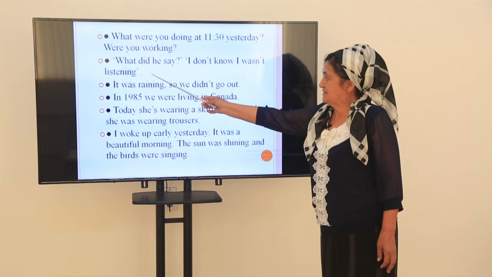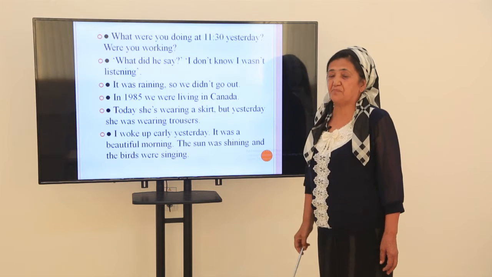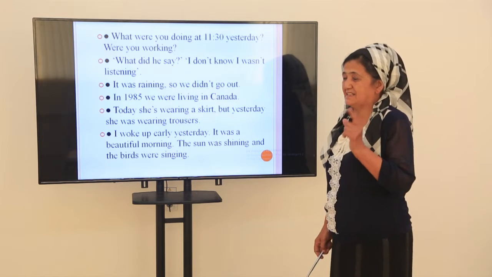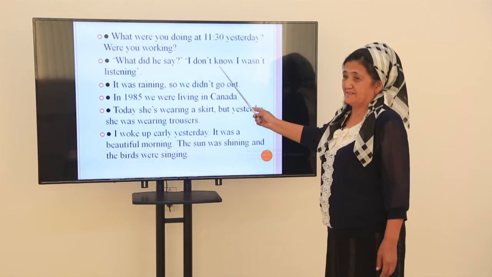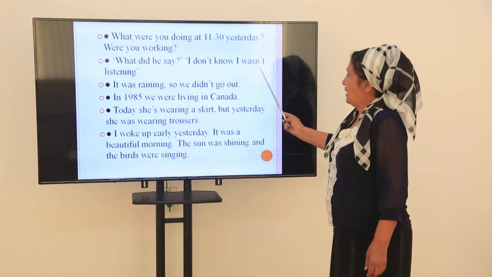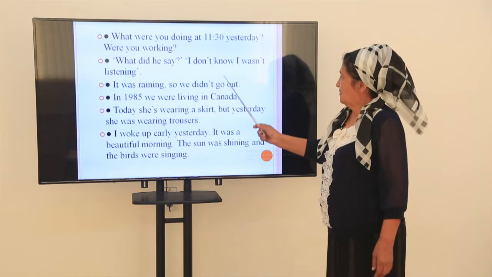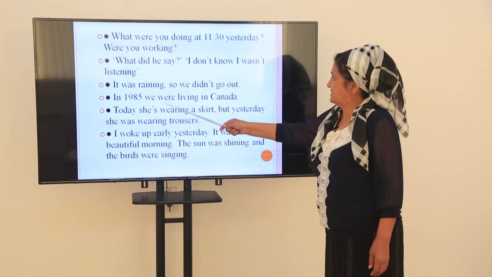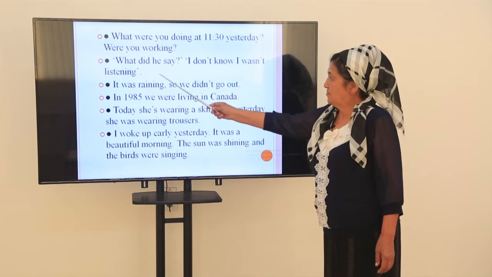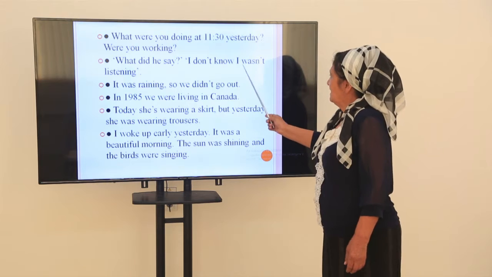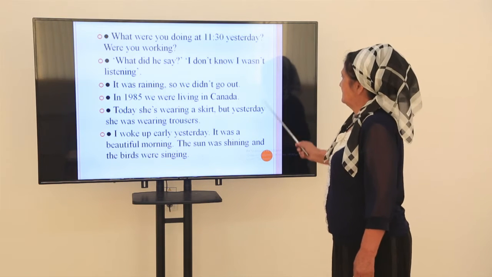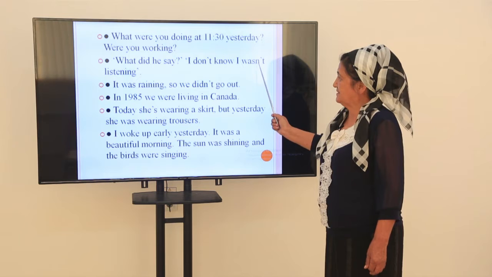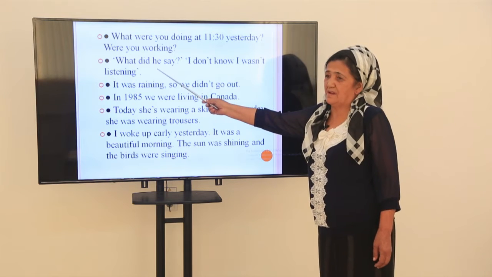What did he say? Look here. What did he say? It is the past tense. What did he say? We use here did. I don't know. It is present. I don't know. I was not listening. Why do I use here I was not listening, but here present? Because the answer to what did he say? I was not listening is the answer. It is a negative sentence answering the question.